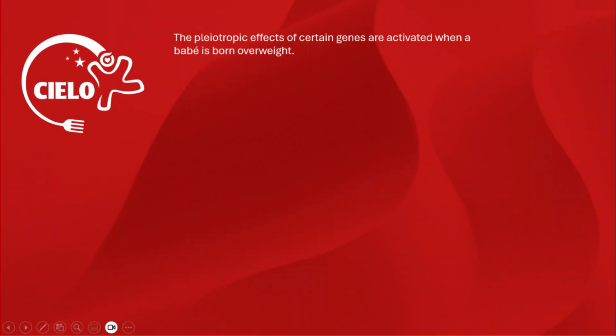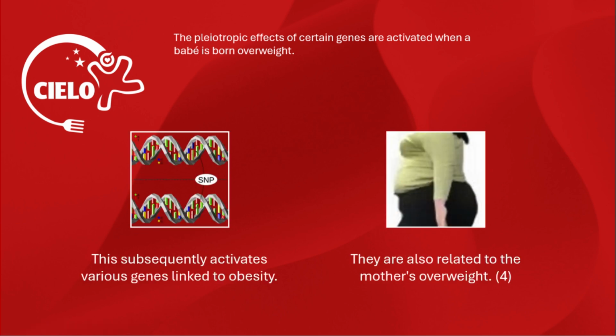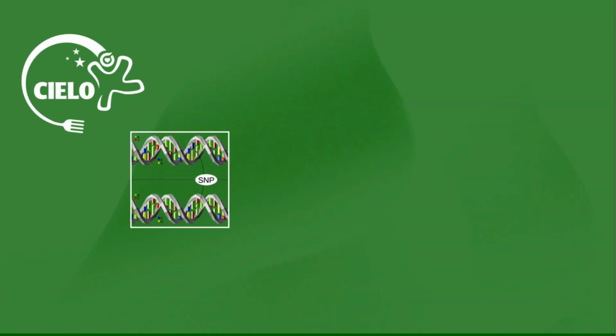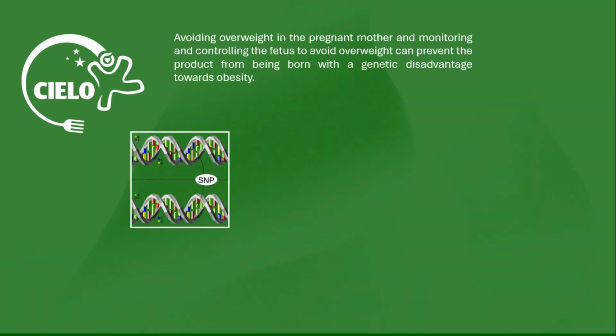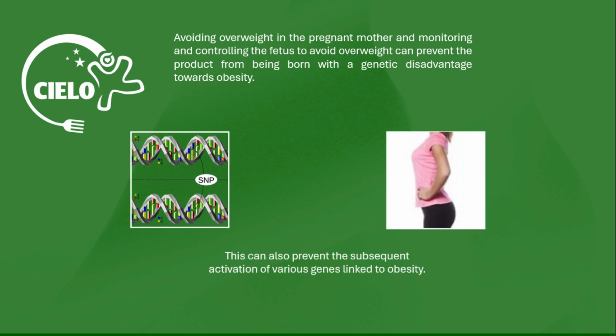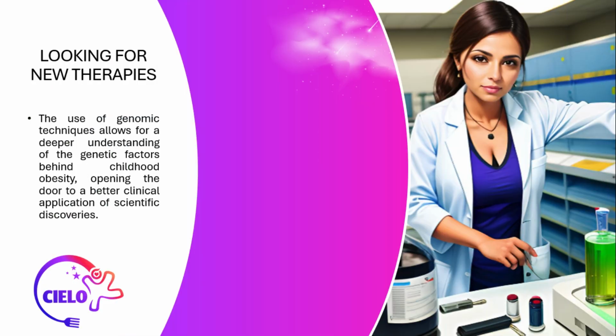Certain genes not only influence weight but also have pleiotropic effects, meaning they can affect various aspects of health. Some obesity-associated genes are activated from birth, partly influenced by the gestational mother's weight. Preventing the pregnant mother from gaining weight beyond what is recognized as appropriate can act as a protector for the newborn even before birth. Science is looking for new alternatives for conditions such as obesity.